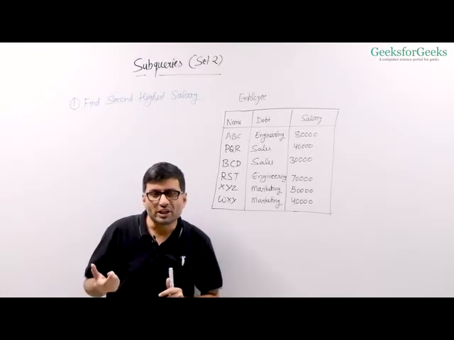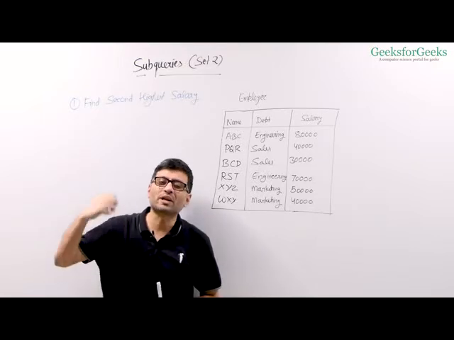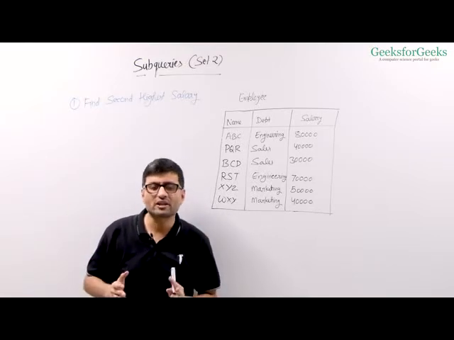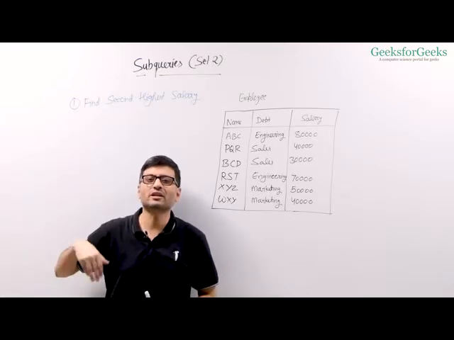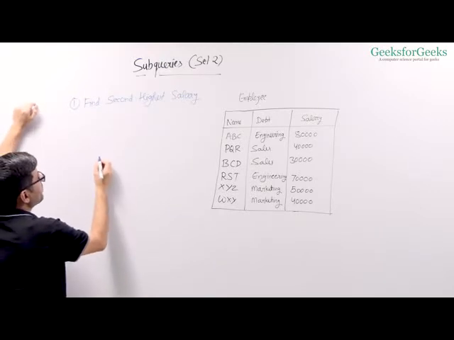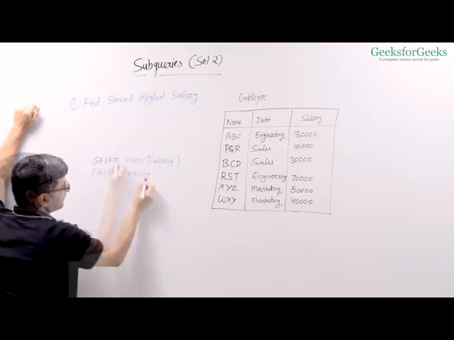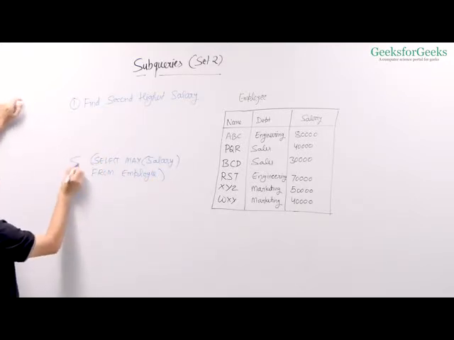In the inner query, we find the maximum salary, and in the outer query, we again find the maximum salary such that the salary is smaller than the maximum salary found in the inner query or subquery. Let's write down this query. So we have an inner query that gives us maximum salary. We use the result of this query in the outer query.